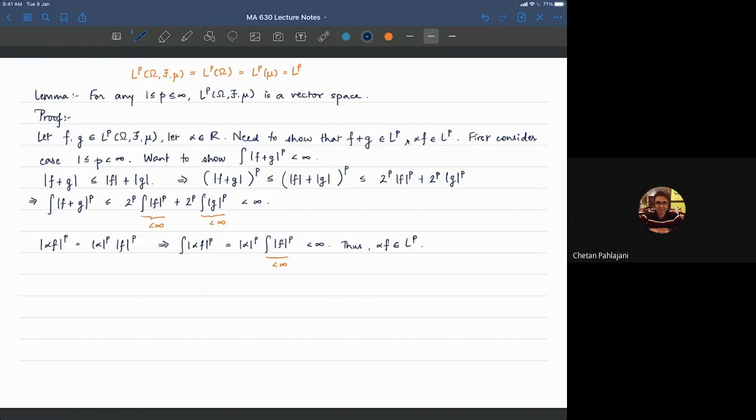All right, so we have shown that L^p is in fact a vector space. By the way, let me make a note. I'll leave this as a do-it-yourself exercise, the case p equals infinity. Any questions so far?